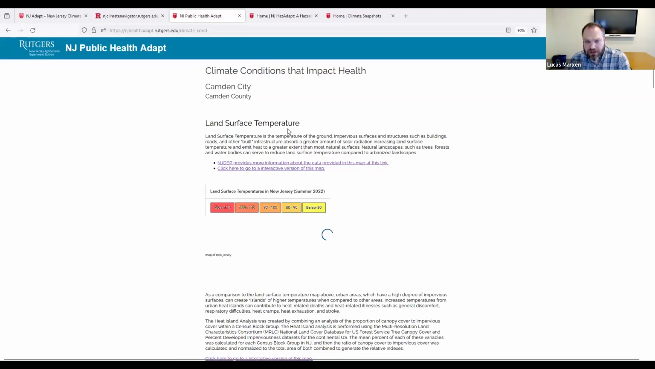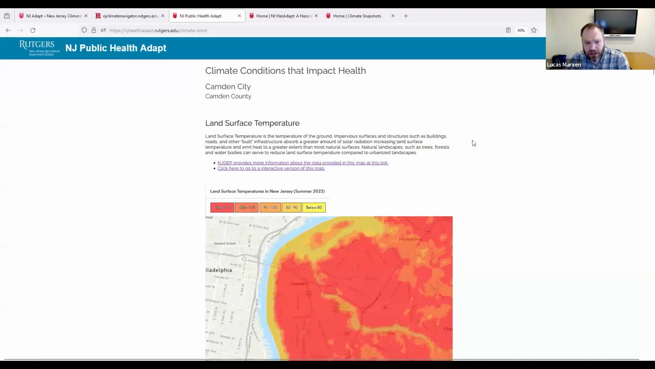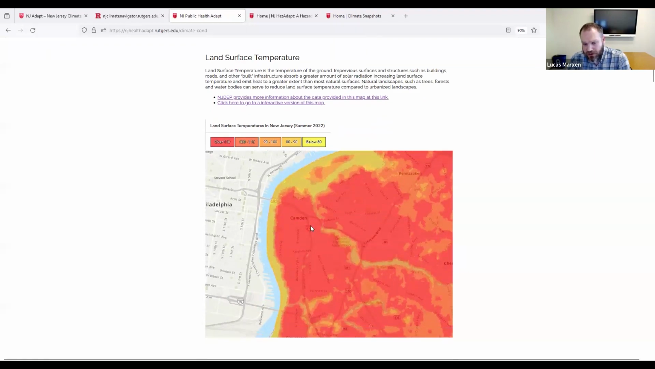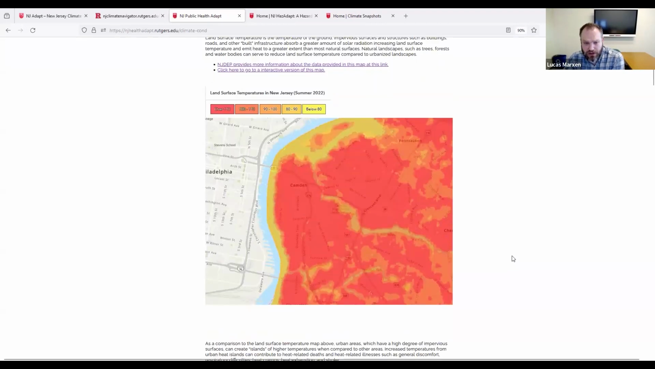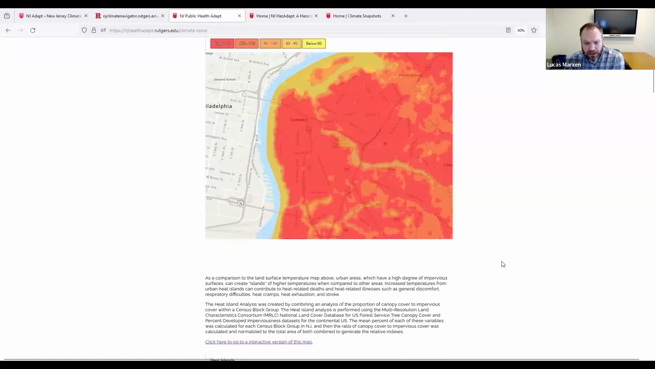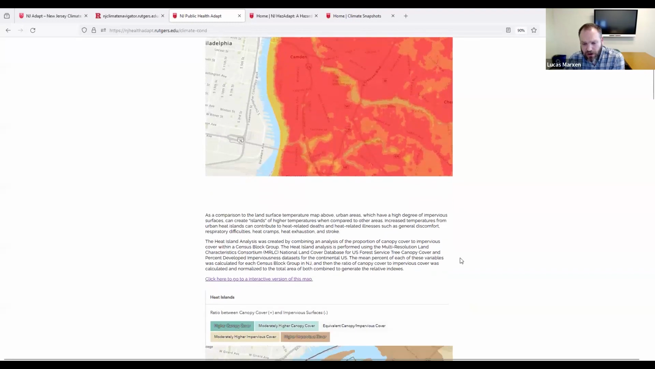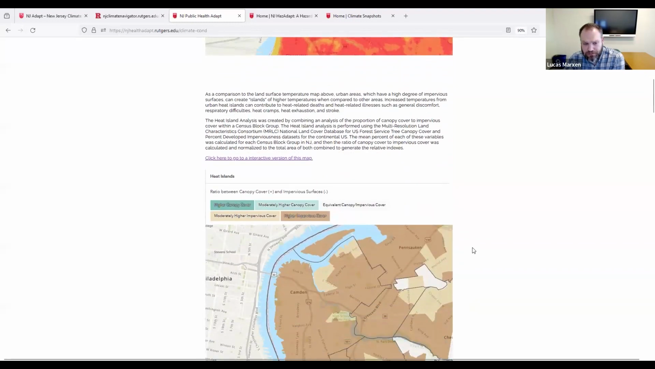So when looking at climate conditions that impact health, we try to include data across the different types of hazards that can occur due to climate change. The first one here is something we've already seen in the other tool, our land surface temperature data. We have links out to interactive versions of this map, but again, it'll show you the land surface temperature map for your selected geography, with the legend showing the different temperatures that were recorded in those areas in July 2022. We also provide information about that data set, where it comes from and how it's generated.